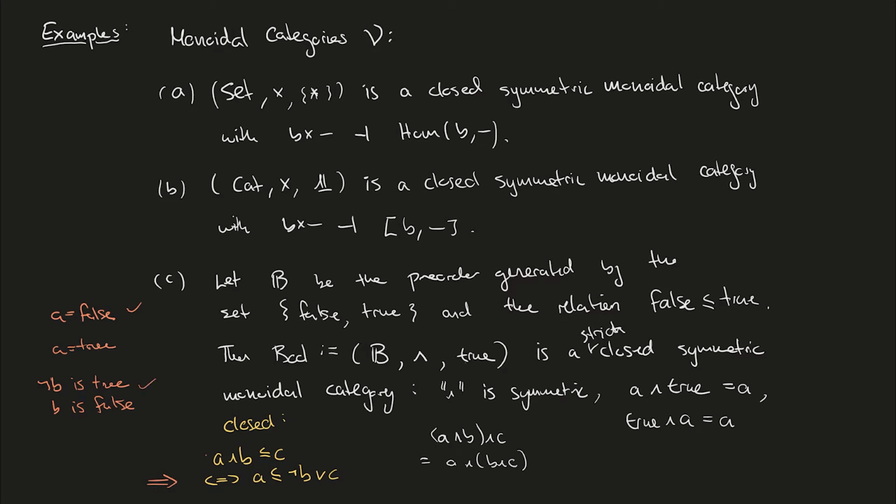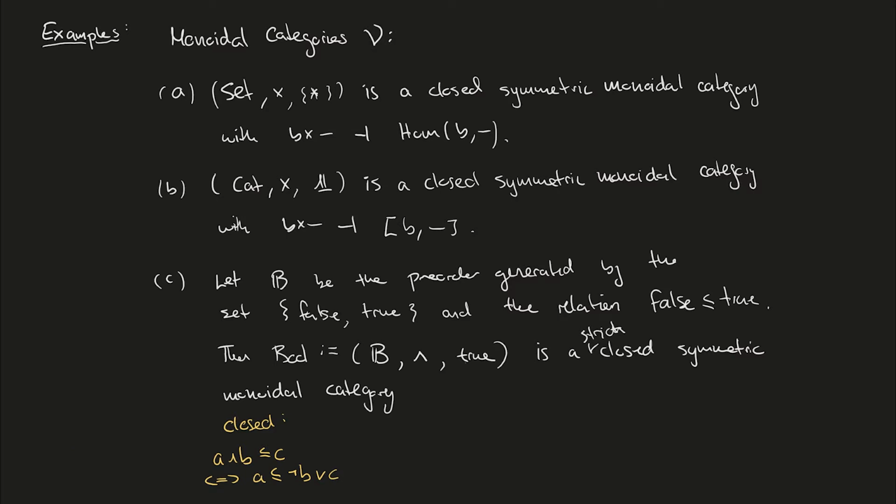On the other hand, if C is true, then A and B will be less than or equal to C in any case, because C is true and thus greater than any element of either true or false. So this shows that also the other direction holds. In summary, we've seen that Bool is a strict closed symmetric monoidal category where taking and with B on the right is left adjoint to not B or dash.